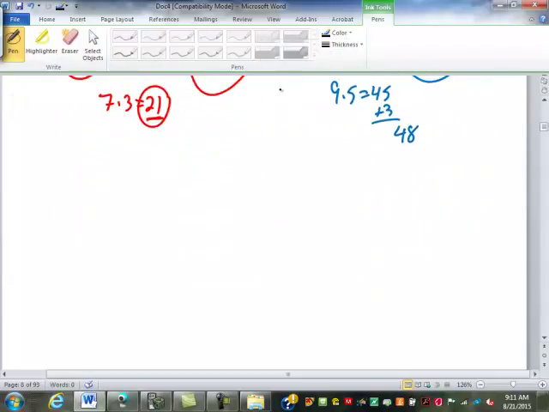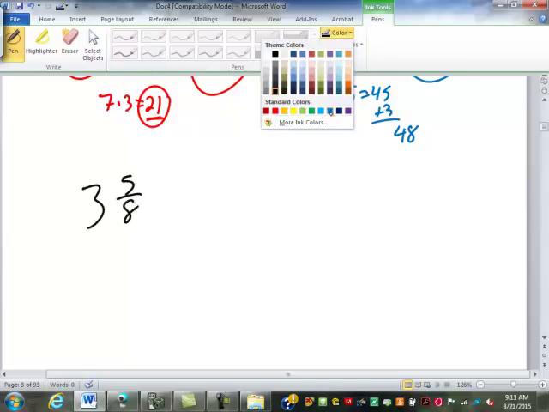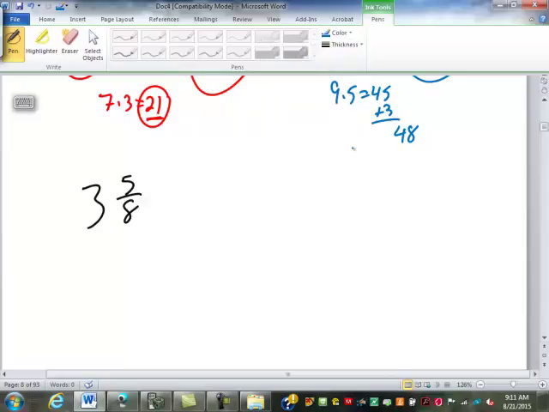Or we might have 3 and 5/8. Tell me what to do. 3 times 8 is 24, plus 5 is 29/8. Very good.